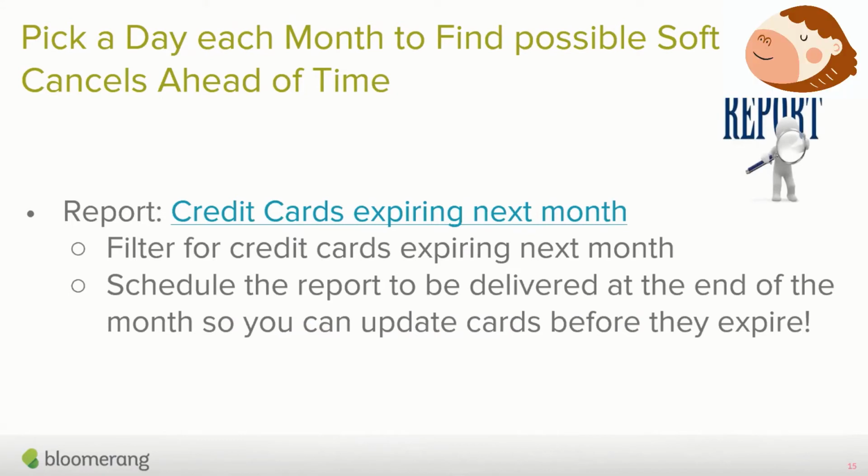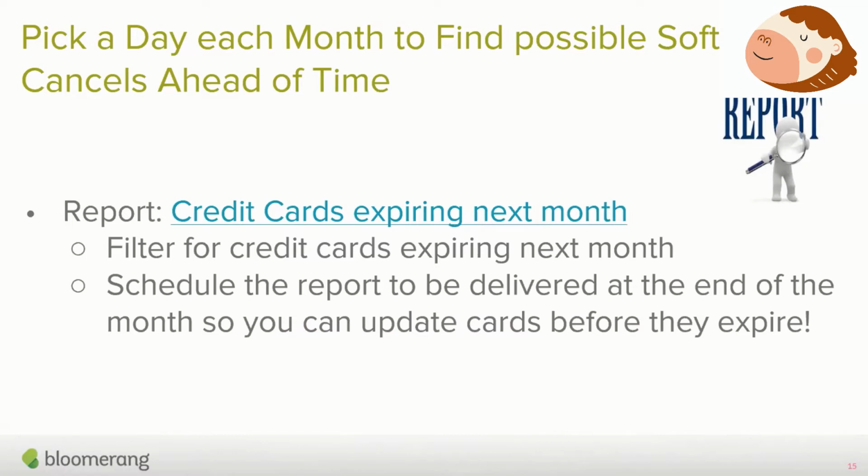So we're going to show you a couple of reports here and some built-in tools within Bloomerang to help you with these. First, you want to get ahead of those soft cancels. We'll take a look at two reports for that: credit cards that are expiring next month, as well as any schedules that are already overdue. If they're already overdue, they've missed a payment, which is a good indicator that you want to start checking on them.